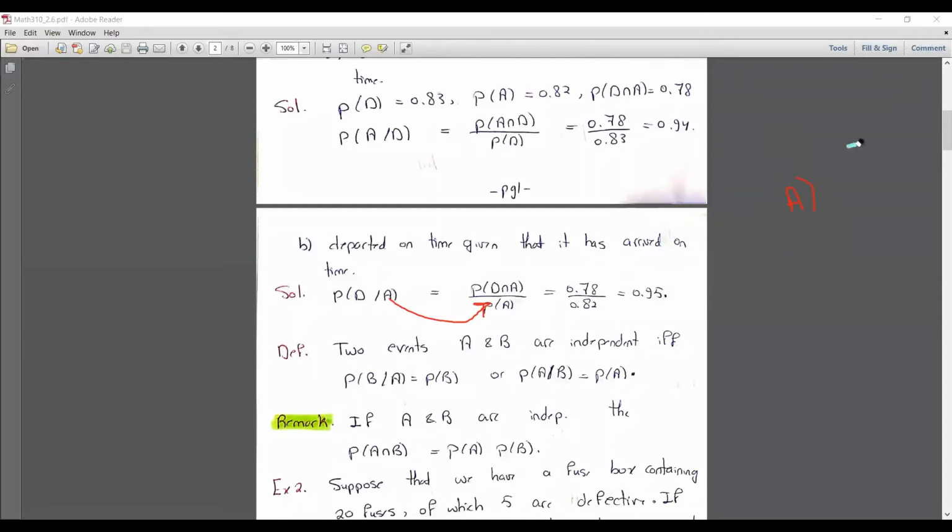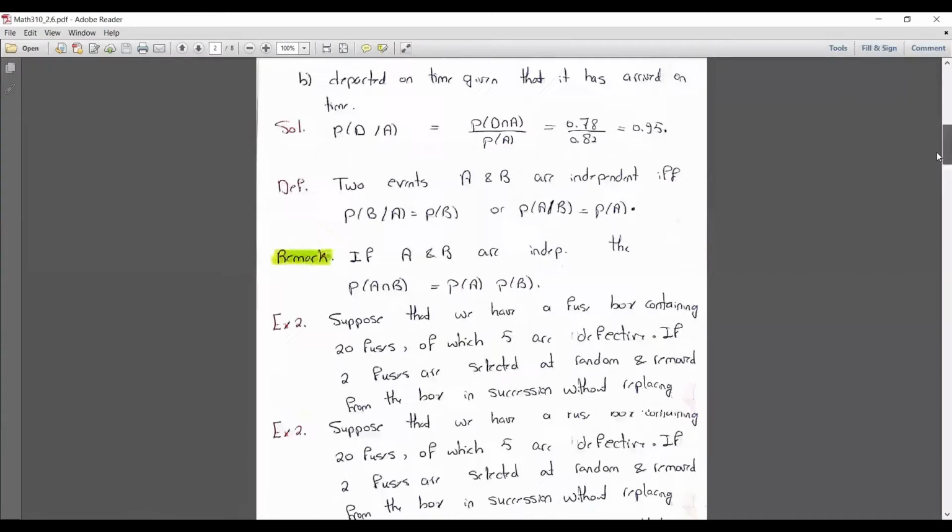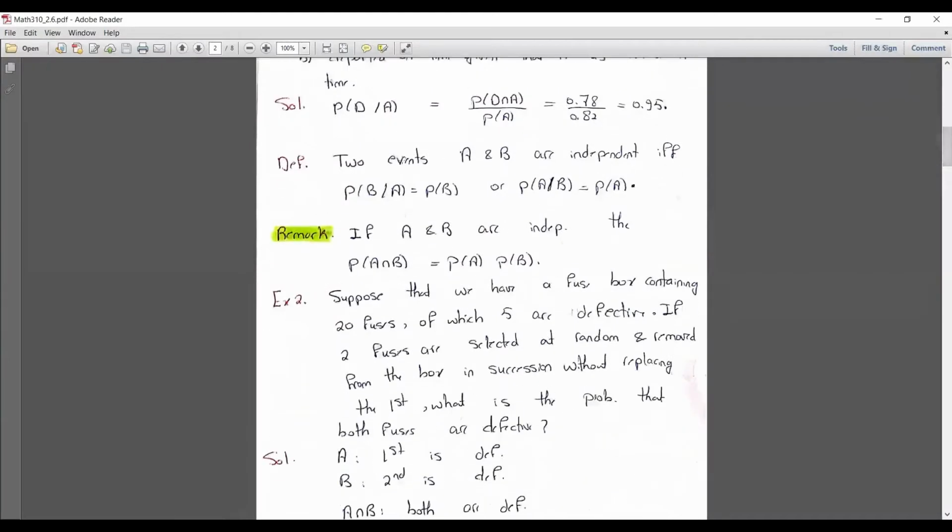Okay, guys, let's move now and define what we mean by two independent events. So we are saying that two events are said to be independent if P of B knowing A doesn't depend on A. When we say independent, it means that P of B knowing A does not depend on A, so it's equal just to P of B. And P of A knowing B is equal to P of A, it means that it doesn't depend on B.